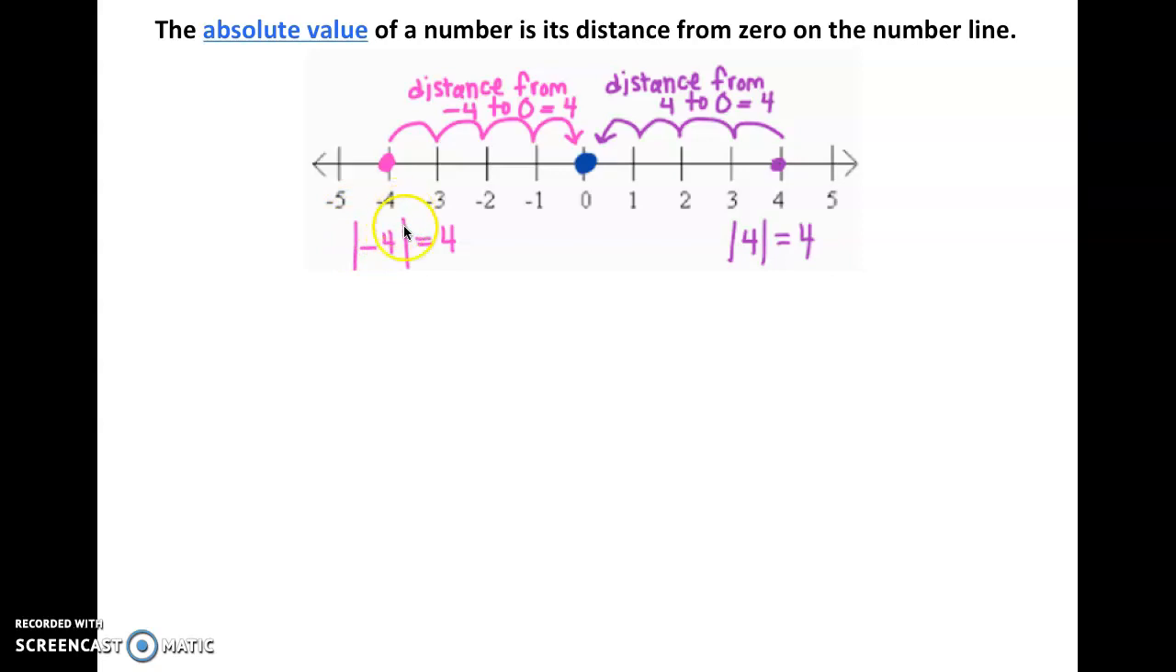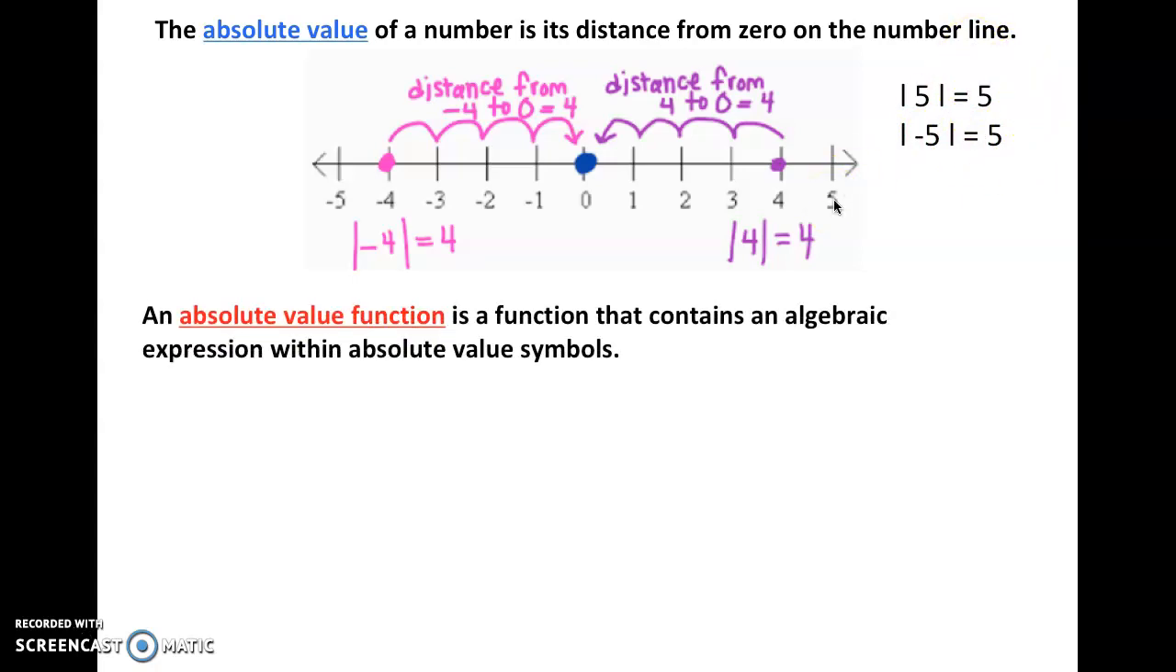It's these outside braces. So this would read the absolute value of -4 is equal to +4. The absolute value of 4 is equal to 4. Many of you in your prior years just remember that anything inside the absolute value symbol will always be a positive answer. So another example would be the absolute value of 5 would also be 5, and the absolute value of -5 would also be 5. These are both 5 units from zero.